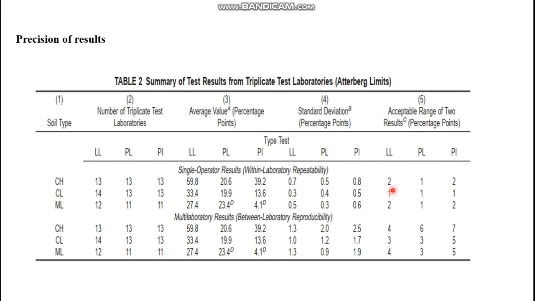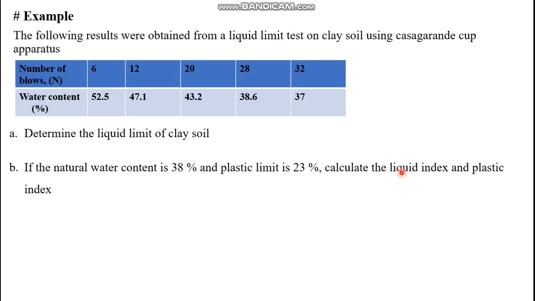So these are the acceptable ranges. Let's see the Atterberg limits using a practical example. The following results were obtained from a liquid limit test on a clay soil using Casagrande's apparatus.